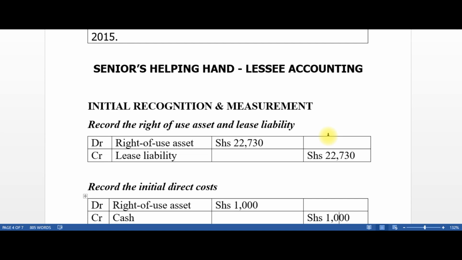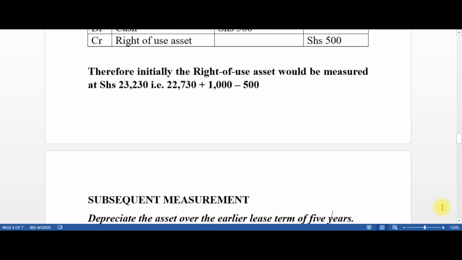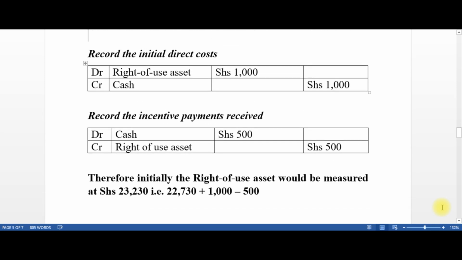Now this is the summary. Initial measurement and recognition, as I have told you, record the right of use asset and lease liability. You can see debit the right of use asset, shillings 22,730. Then equate lease liability with still the same amount. Then how do we record the initial direct costs? I've told you that capitalize them and then credit cash or bank for Rebecca, our lessee.